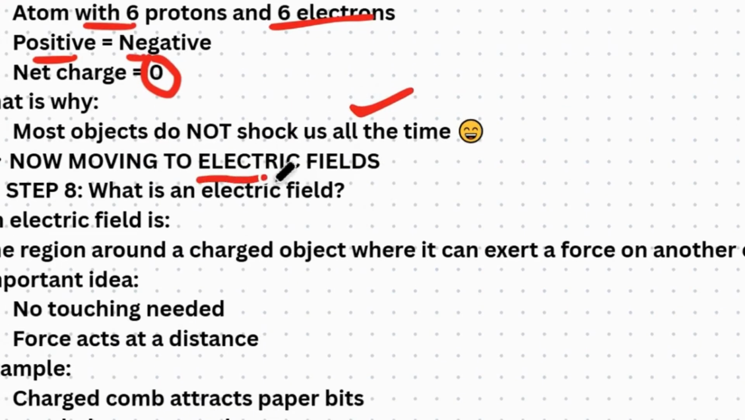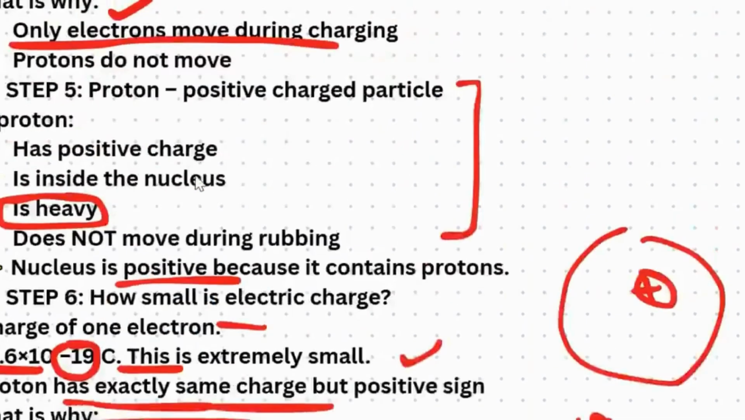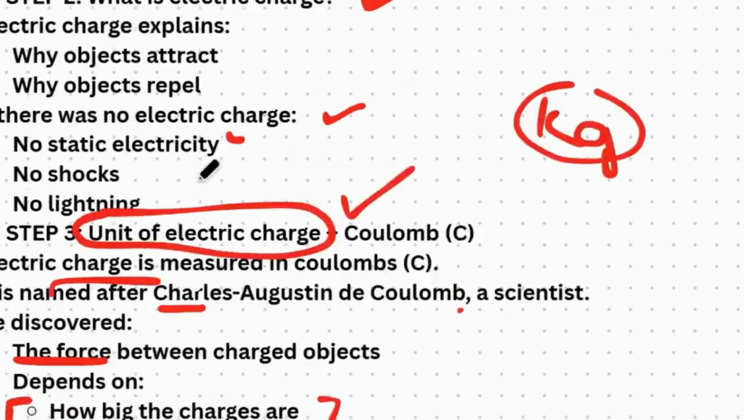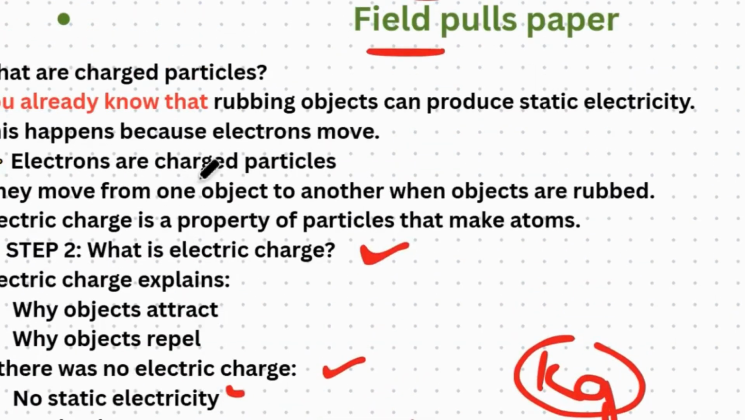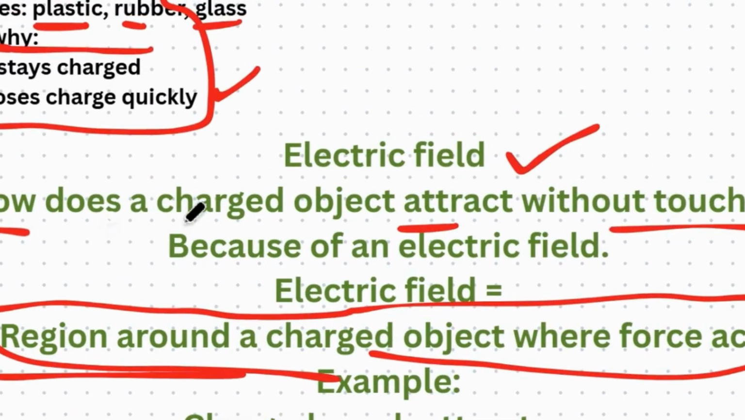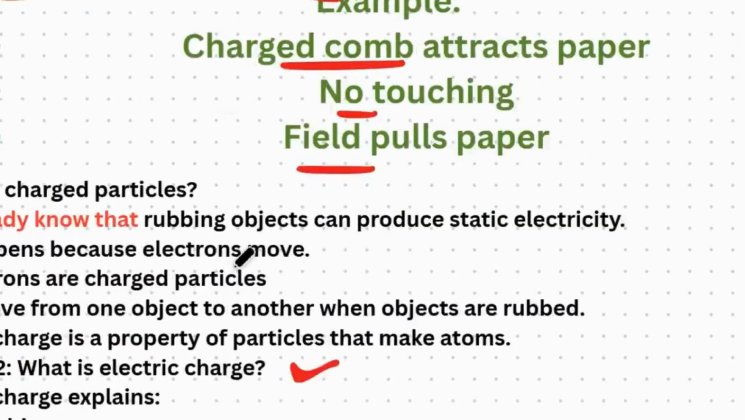Now, moving toward electric fields. Before, I had given you the small concept of electric fields, that because of electric fields, these things are happening here. Here I have told you what electric field is: the region around a charged object where force acts. That's what electric field is.